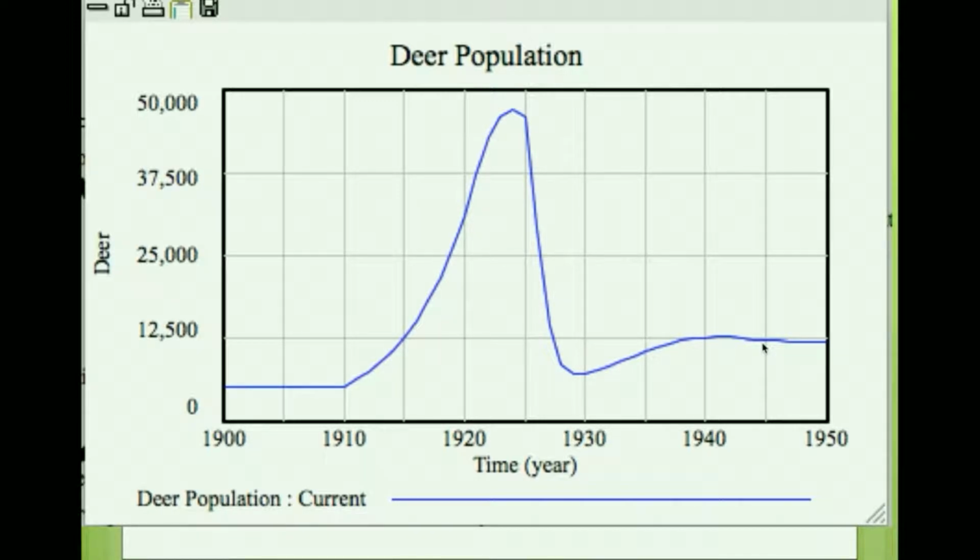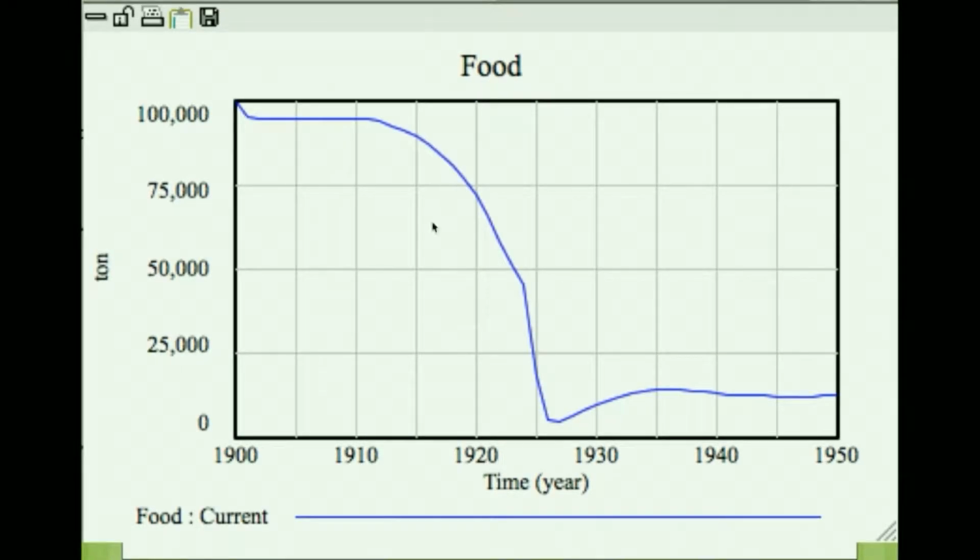Okay, and I'll show you how the model is structured. You can also see the other stock, which is the food. Again, very stable until circa 1910, when the deer start growing very rapidly. Food starts getting depleted very quickly, and you can see why the deer collapsed, because they essentially ran out of food. Eventually, because the deer sort of stabilized and bounced back, so did the food, and it stabilized.